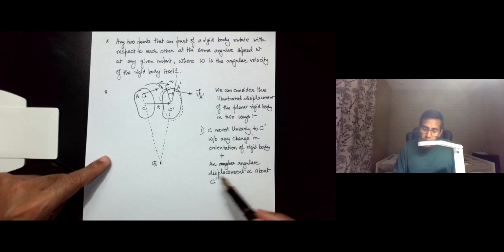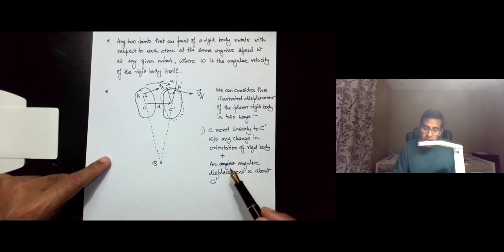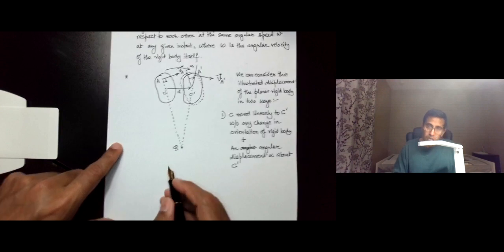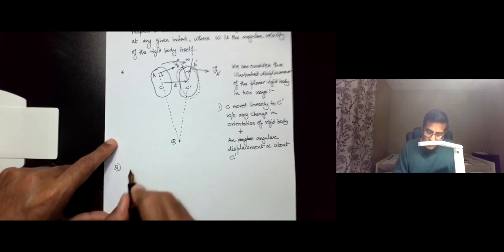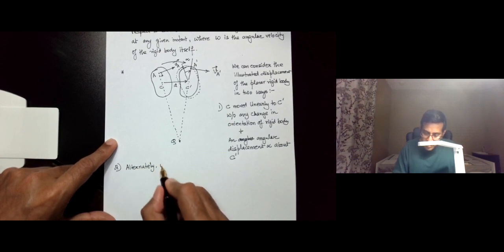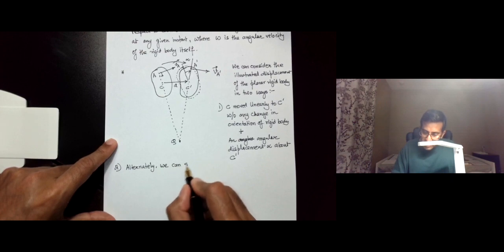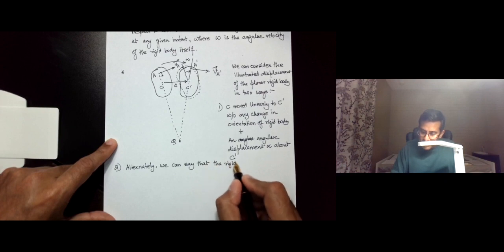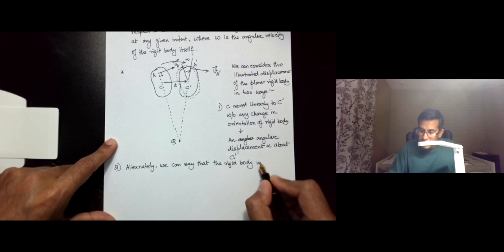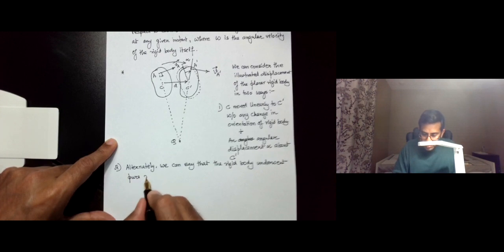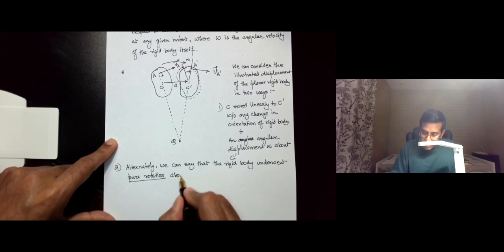So we can consider the overall motion to be composed of these two, or we can say that alternately the rigid body underwent pure rotation about Q.